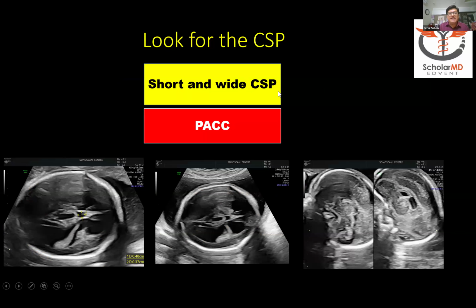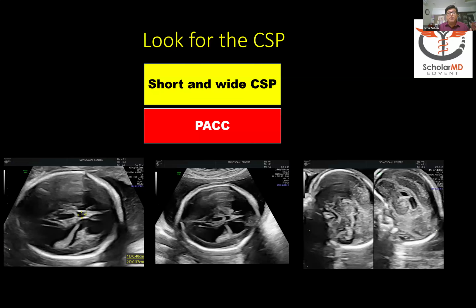And if you have a short and wide CSP, then that is a marker for a partial agenesis of corpus callosum. And there you can see, look at the CSP. This is a square-shaped CSP, and you have just a partial appearance of the corpus callosum. You do not see the posterior body and the splenium. It's just a little part of the anterior body that is seen. So the diagnosis which comes over is a partial agenesis of corpus callosum.